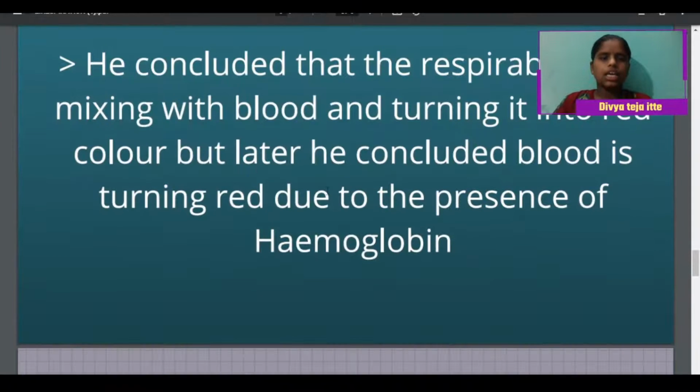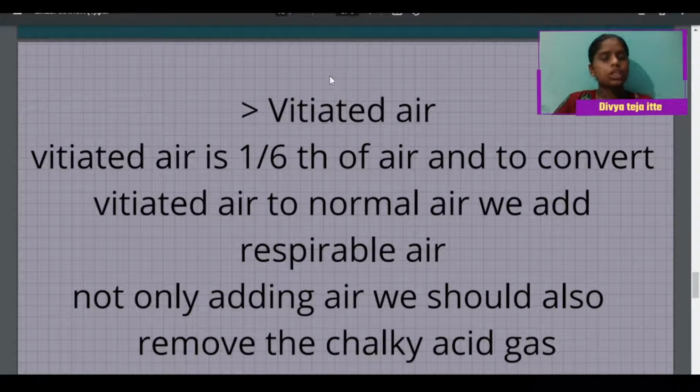He concluded that the respirable air is mixing with blood and turning it red. So Lavoisier concluded that the respirable air is mixing with blood and turning it red. But later, after many experiments, he concluded that no, this respirable air is not what turns the blood red. It is in the presence of hemoglobin that the blood turns red. So first he said that the respirable air mixes with the blood and turns it red, but later, after many experiments, he found that blood turns red due to the presence of hemoglobin.